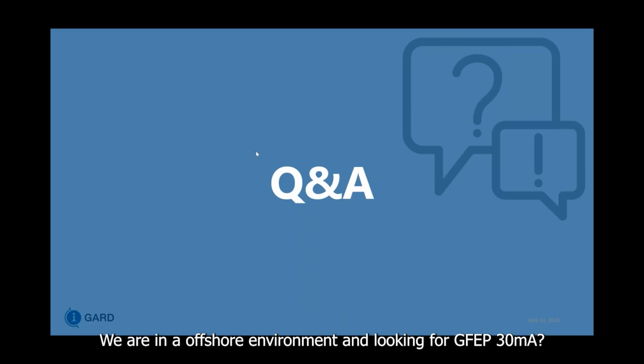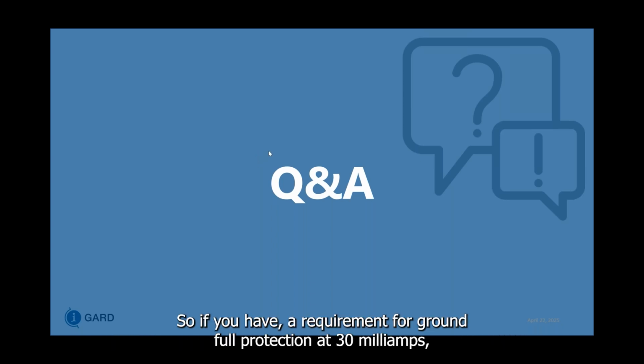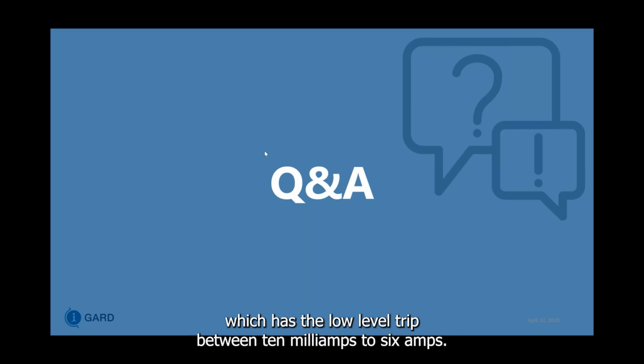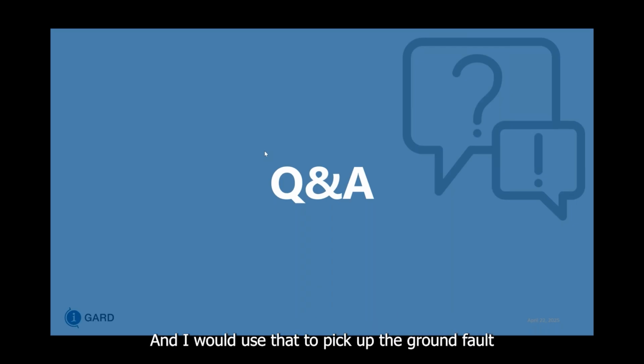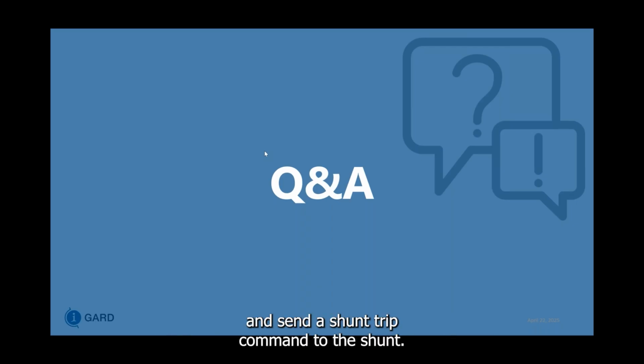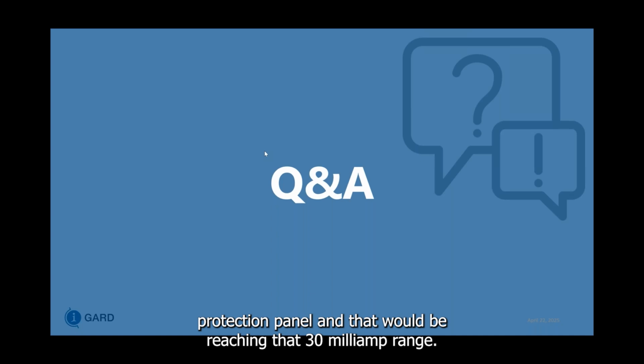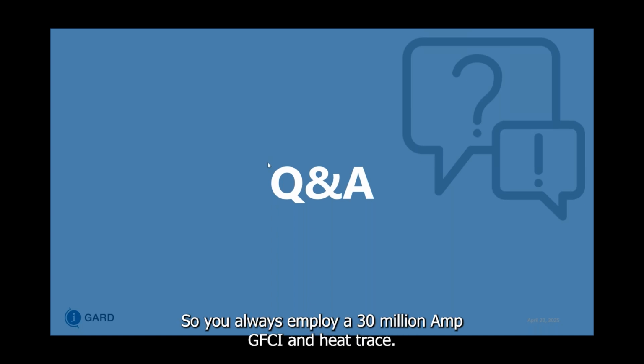We are in an offshore environment and looking for ground fault equipment protection at 30 milliamps. So if you have a requirement for ground fault protection at 30 milliamps, and let's say your circuit breaker is shunt trippable, I would recommend going with the M-Gard 10C1, which has a low level trip between 10 milliamps to 6 amps, and I would use that to pick up the ground fault and send a shunt trip command to the shunt trippable breaker. If you don't have a shunt trippable breaker, then we can provide our ground protection panel, and that would be reaching that 30 milliamp range. So you always employ a 30 milliamp GFCI on heat trace.